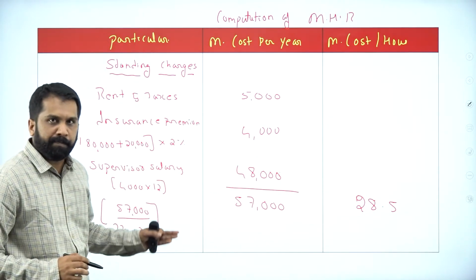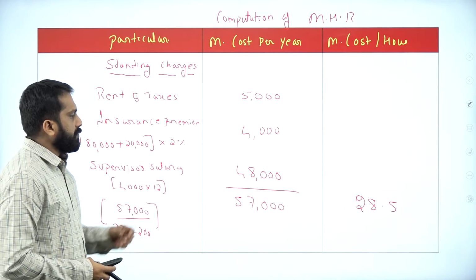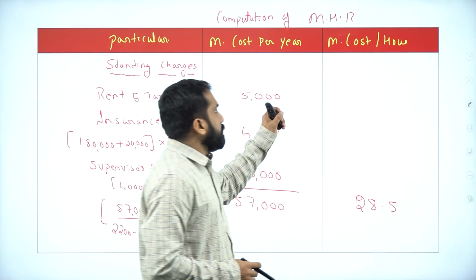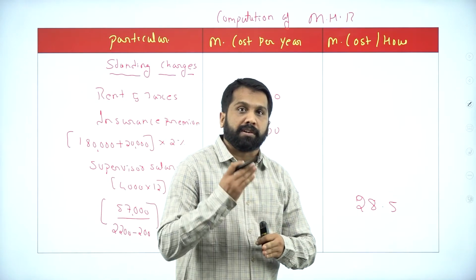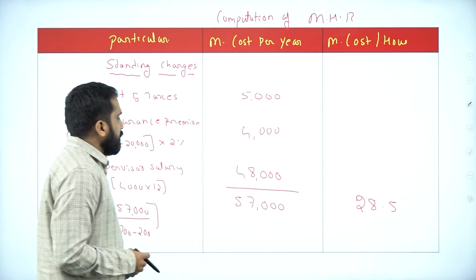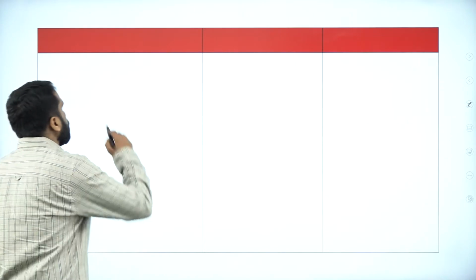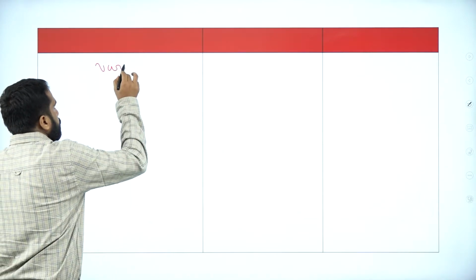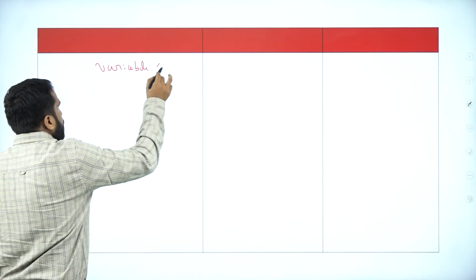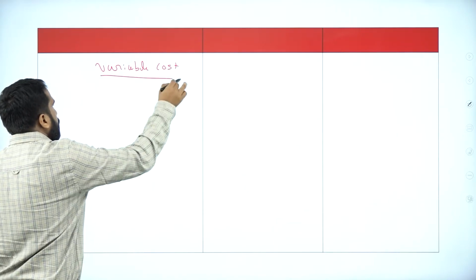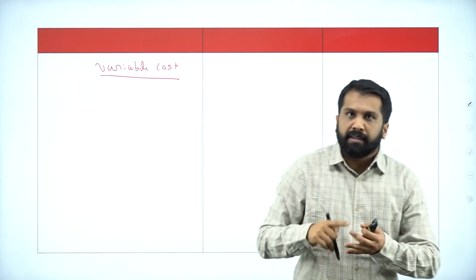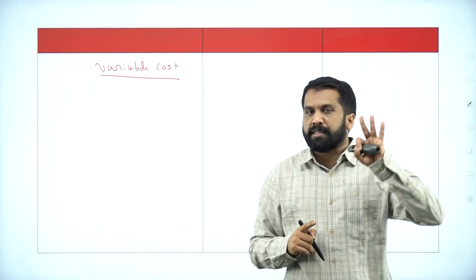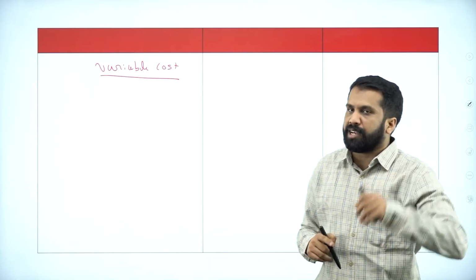Hope you are clear. Good. So 28.5 we consider as your machine cost or machine hour rate, the per hour rate of your machine. Once you're done with this, we'll go with variable cost. What is a variable cost? Your depreciation, repair and power charges. These three come under variable charges.